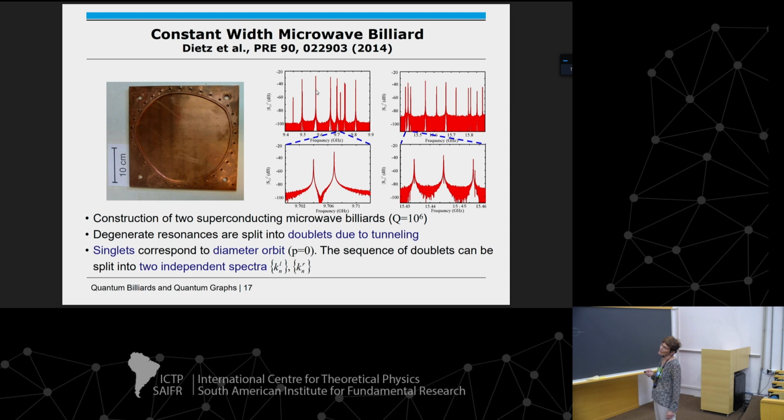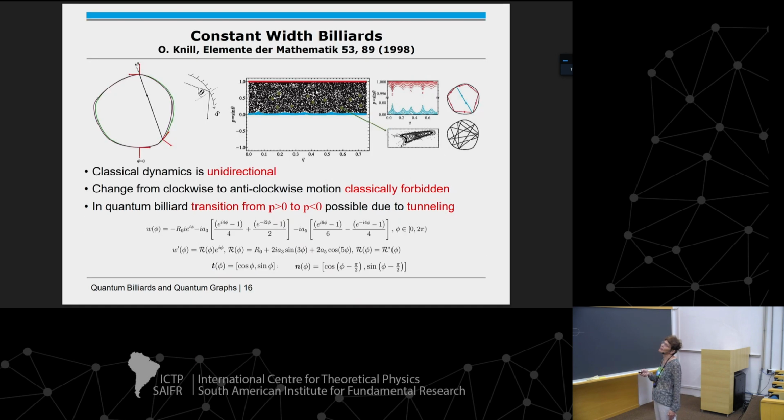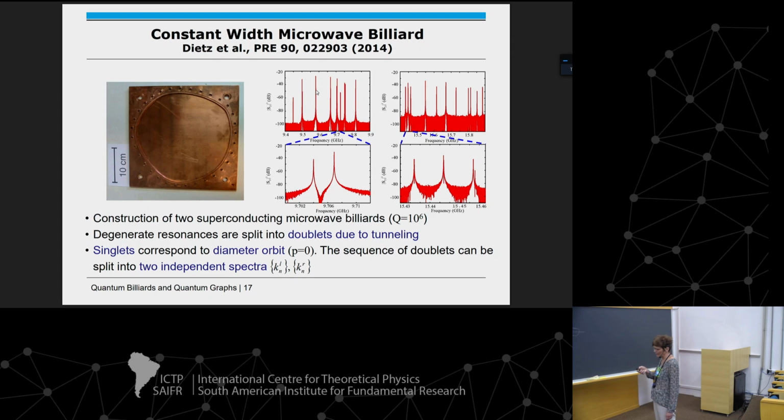So you will have singlets, like in the threefold case, where you can separate into singlets and doublets. Singlets correspond to a diameter orbit. There you don't see any transition from plus to minus, so the diameter orbit is exceptional. It will always bounce back and forth between opposite sides. So that's a diameter orbit. It doesn't feel whether the system is unidirectional or not, and in the quantum spectrum it's visible as a singlet.